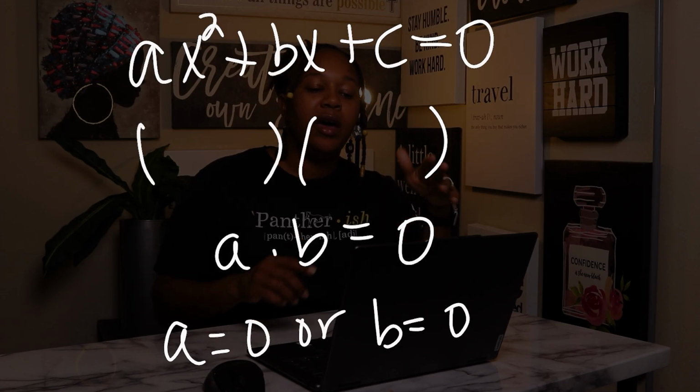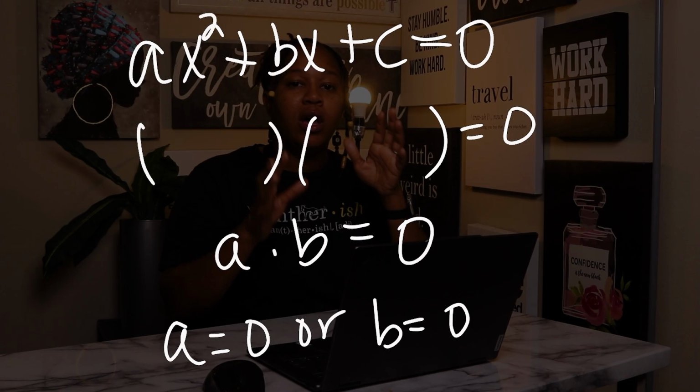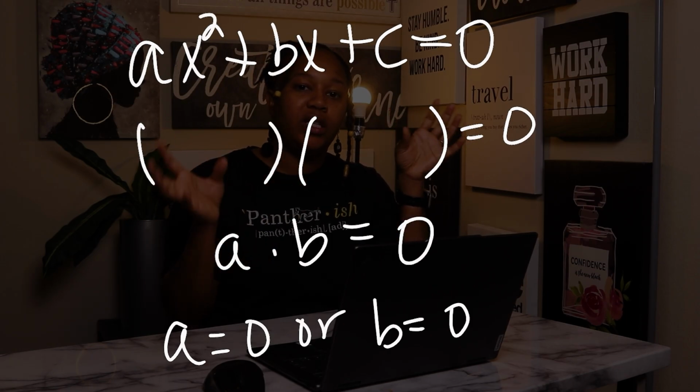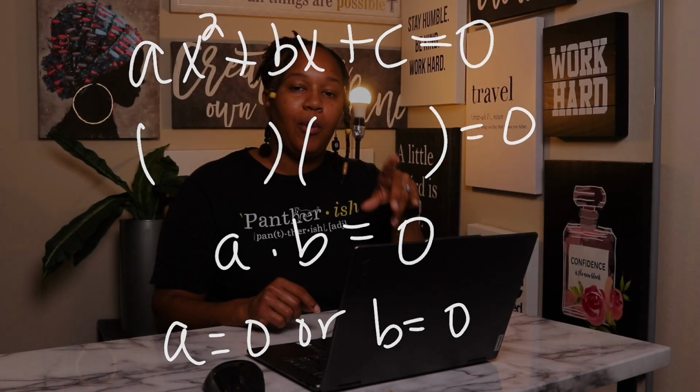And so once we get our factors down, say something times something equals 0, then we can use the zero product property to break those apart and say that one of these has to be 0 in order to make this true. All right, so let's look at an example on how to use the zero product property to solve quadratic equations.